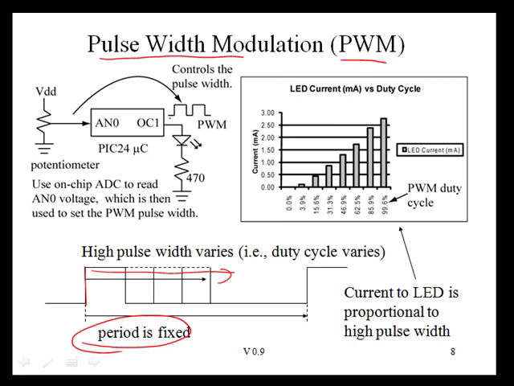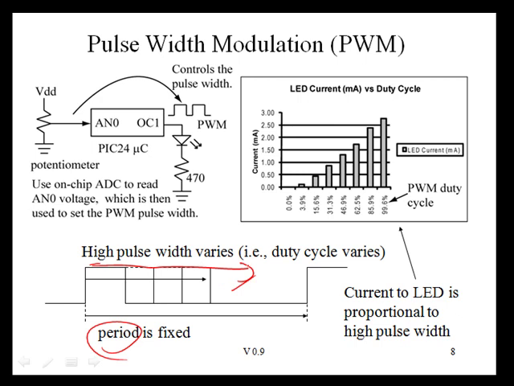For example, if we apply a PWM signal to an LED, then as the pulse width increases, more current is delivered to the LED and it will become brighter. As you decrease the pulse width, less current is delivered to the LED and it becomes dimmer. Recall that the ratio of the high pulse width to the period is called duty cycle.